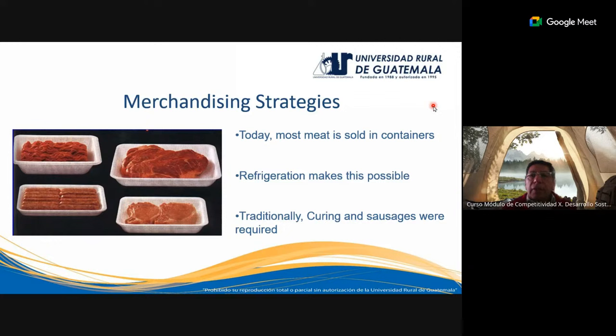Okay, today we're going to check some merchandising strategies that are used in the modern industry to preserve meat. Today, most meat is sold in containers, as you can see at the supermarkets. And refrigeration makes this possible. Traditionally, curing and sausages were required. So we're going to speak more about curing and sausages that were used traditionally. This is our objective for today. And let's continue.